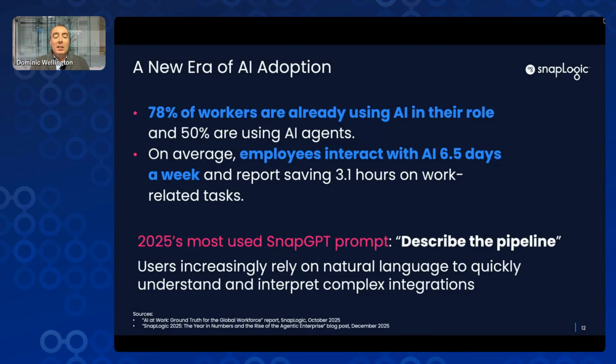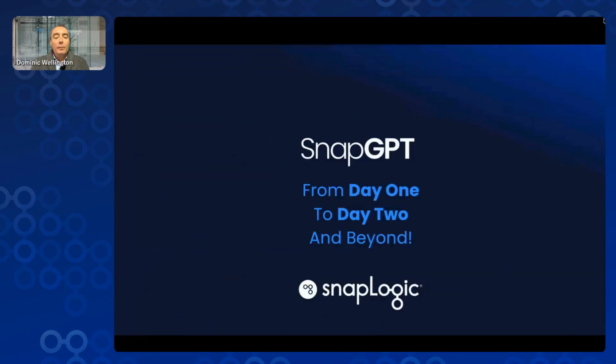The most used SnapGPT prompt in 2025 was "describe the pipeline." And so that, to us, is a sign of users increasingly relying on natural language to get information and interpret complex integration patterns that they are faced with. And that is a key sign of the transition from day one tasks to day two tasks, which is where the real value is and the journey that we would like to take you on today.